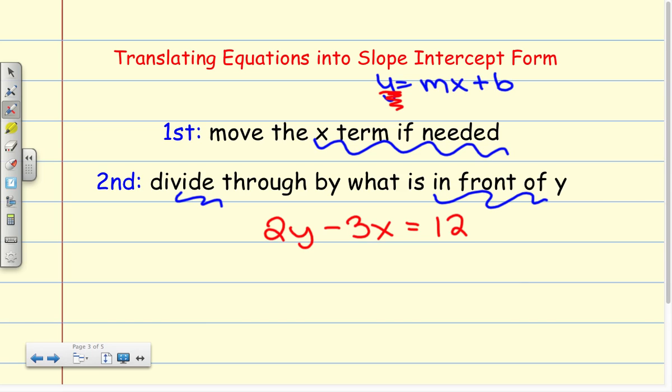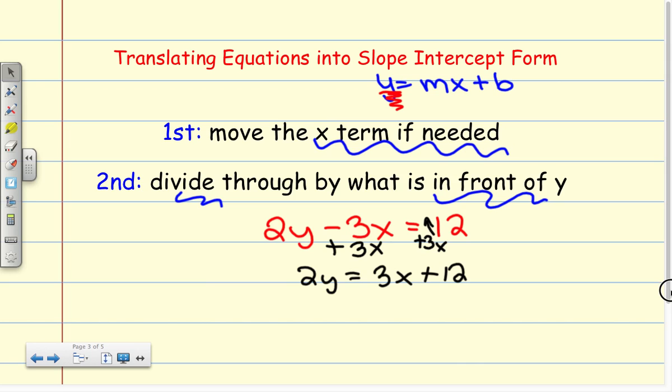So the first thing I want to do is move my x term. So that's this minus 3x. And I move that by plusing 3x. When I plus 3x, I'm just going to put it right in front. It trumps the 12. So then this turns into 2y is equal to 3x plus 12.